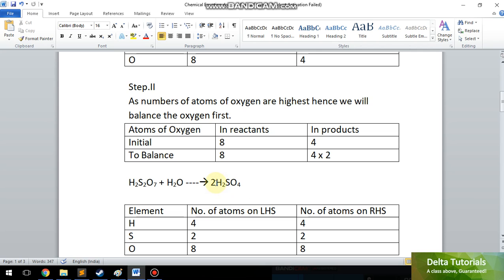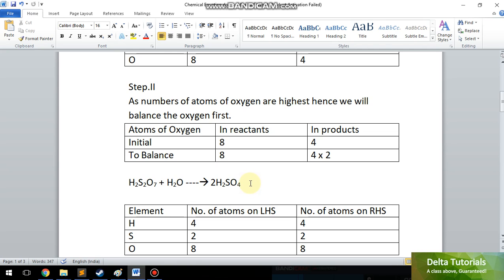See, we are not disturbing the formula of H2SO4. So we have added this prefix 2 before this formula. So now if you see the number of oxygen atoms, O7 and O, so a total of 8 are there already, and on the product side O4, and this 4 into 2 will be 8. So the number of oxygens are equal now.